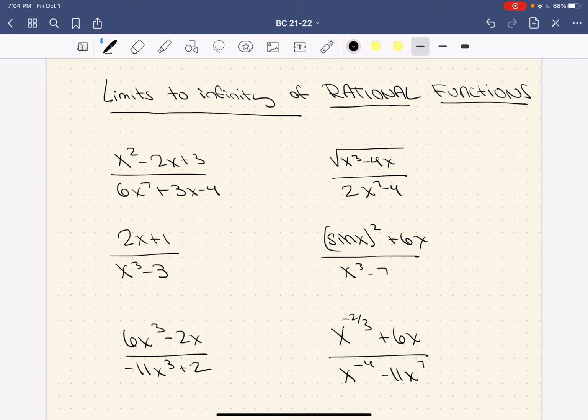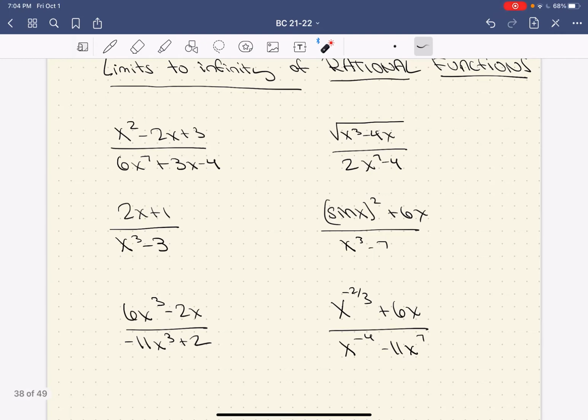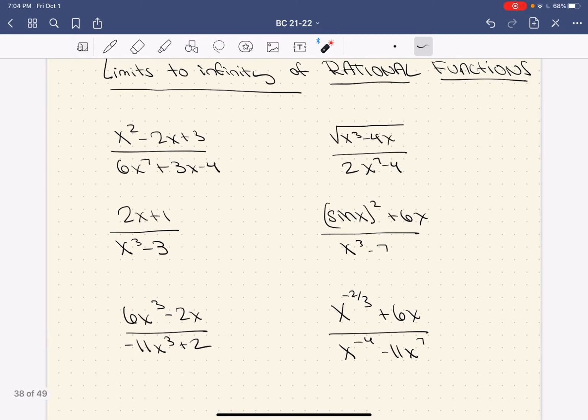We're going to cover two topics today. One, I'm going to give you a shortcut for limits to infinity of rational functions. And then we're going to talk about limits to infinity of non-rational functions and what you do in situations like that. And then we're going to work through some exercises, okay?